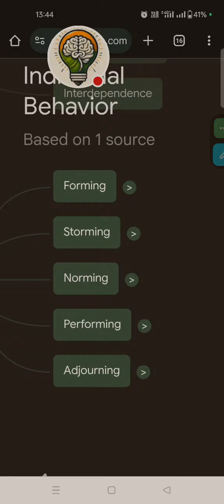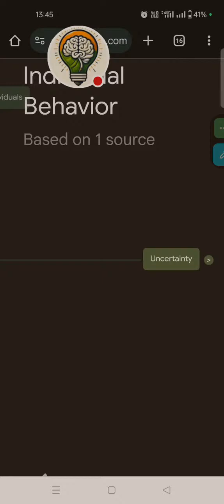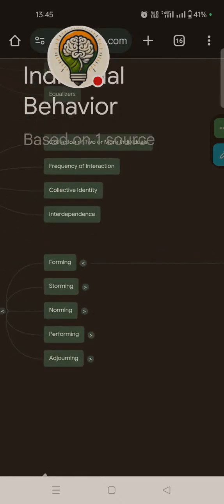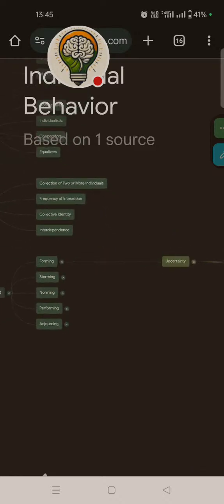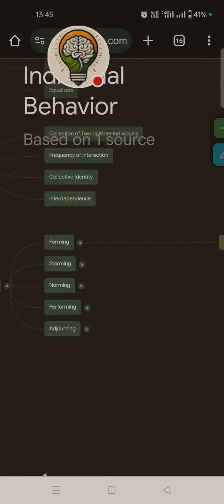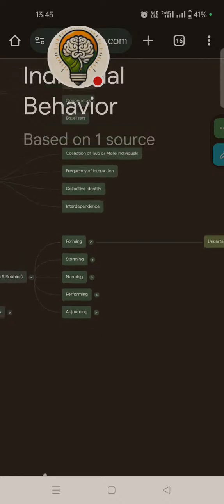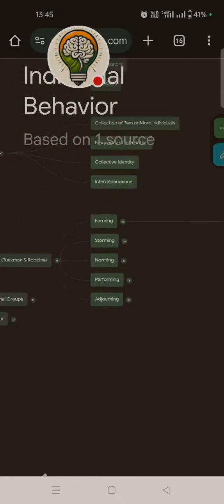So the first is forming, which is uncertainty. Many people come together. Then it has the structure and several leaders among them.